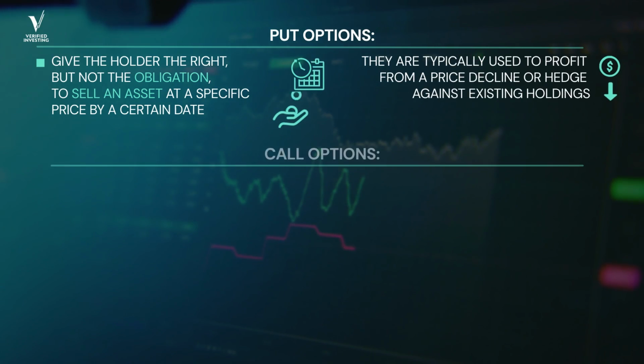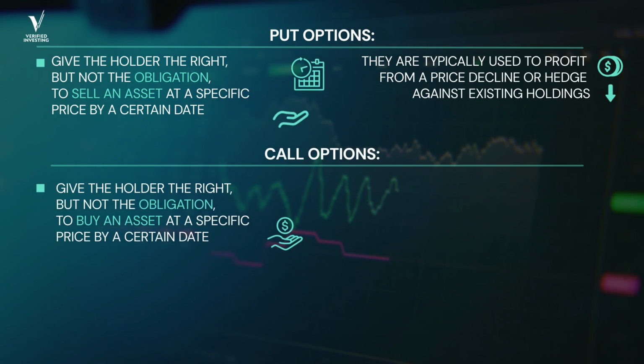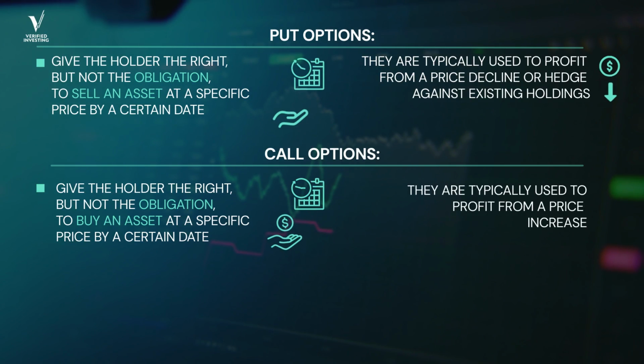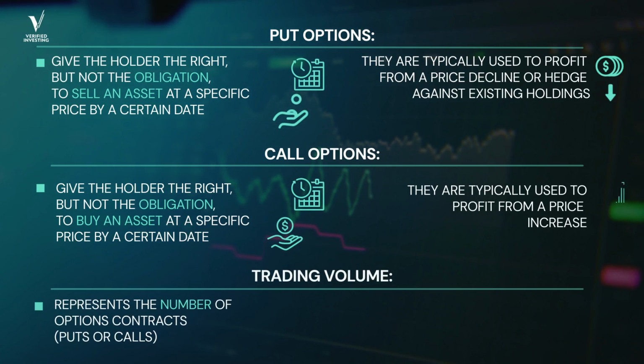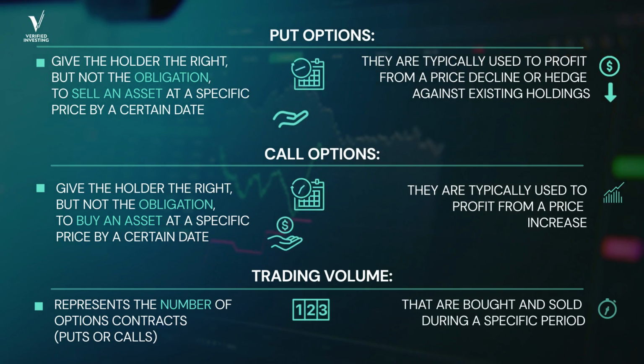Call options give the holder the right, but not the obligation, to buy an asset at a specific price by a certain date. They are typically used to profit from a price increase. Trading volume represents the number of options contracts, puts or calls, that are bought and sold during a specific period.